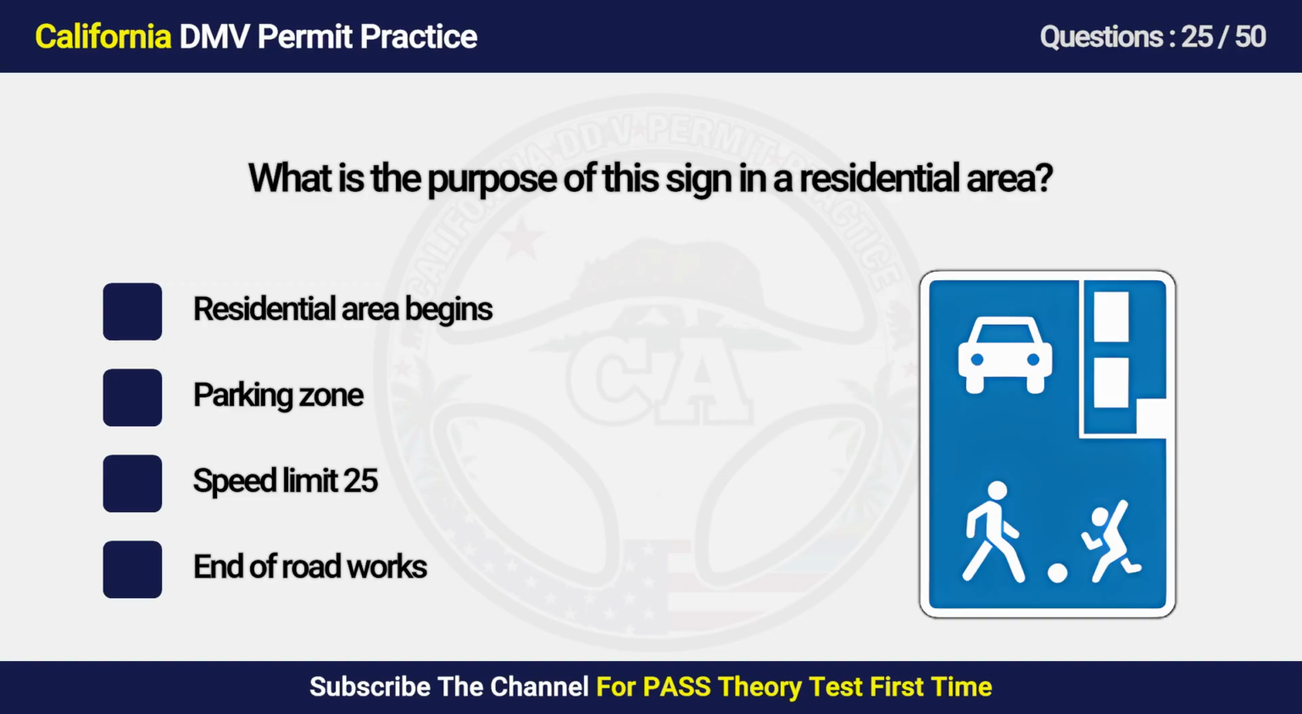A. Residential area begins. B. Parking zone. C. Speed limit 25. D. End of road works.